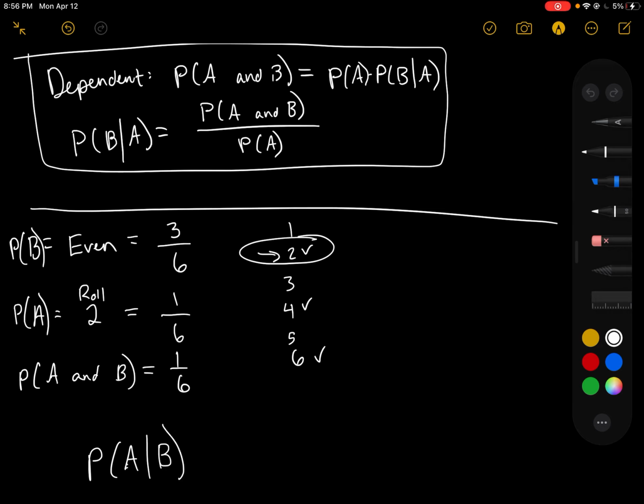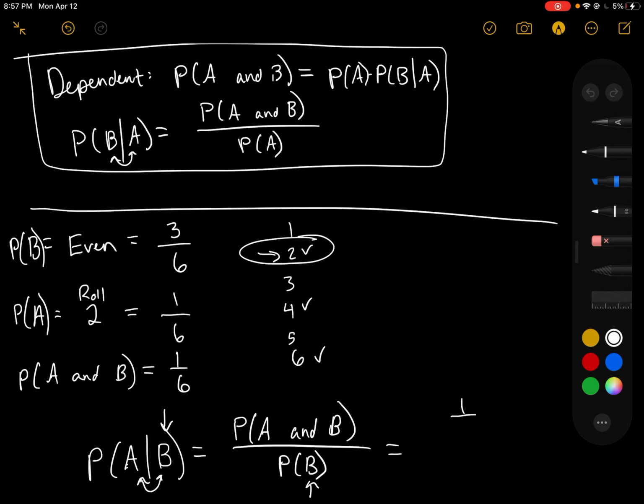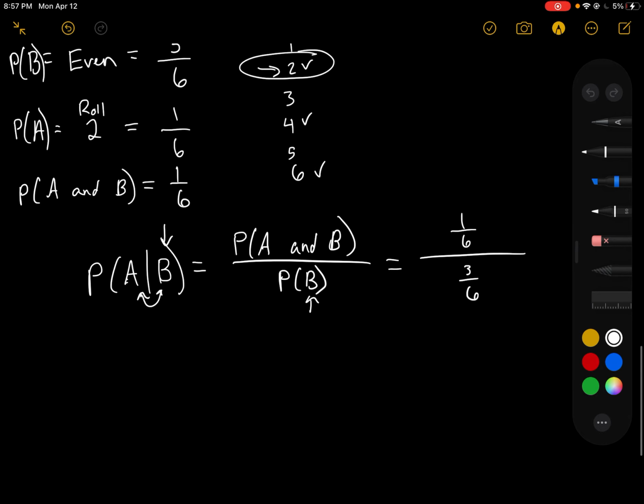So because of that, we can now find the probability of A given B. So this will just be the probability of A and B over the probability of B. So it looks different from up top, but that's because A and B have switched places. So because A and B have switched places, we now use the probability of B on the bottom instead of the probability of A. So probability of A and B is 1 over 6. The probability of just B is 3 over 6.